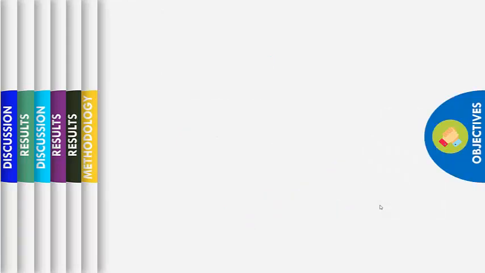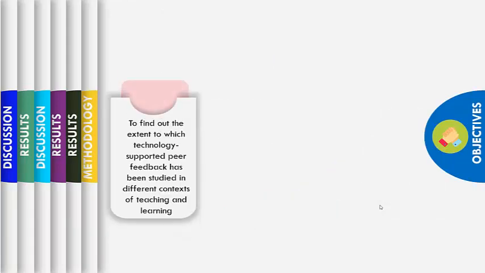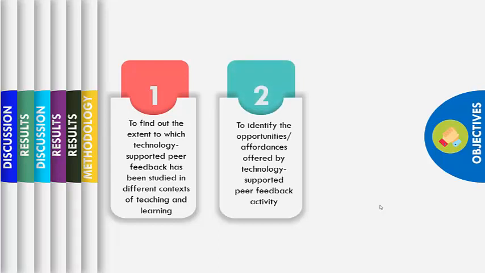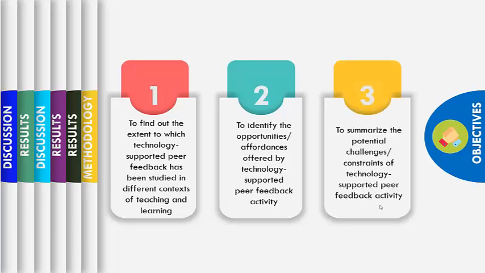The objectives of this paper are, first, to find out the extent to which technology-supported peer feedback has been studied in different contexts of teaching and learning. Next, to identify the opportunities or affordances offered by technology-supported peer feedback activity, and to summarize the potential challenges or constraints of technology-supported peer feedback activity.